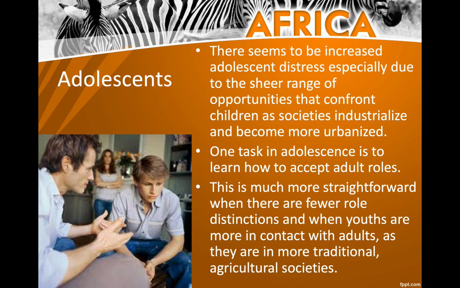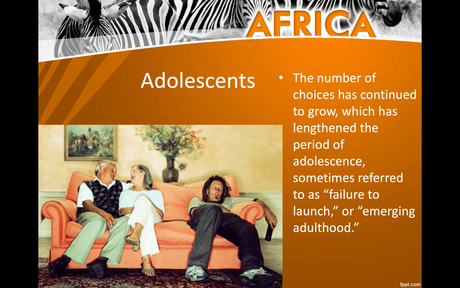and become more urbanized. One task in adolescence is to learn how to accept adult roles. This is much more straightforward when there are fewer role distinctions and when youths are more in contact with adults, as they are in more traditional agricultural societies. The number of choices has continued to grow, which has lengthened the period of adolescence, sometimes referred to as failure to launch or emerging adulthood.